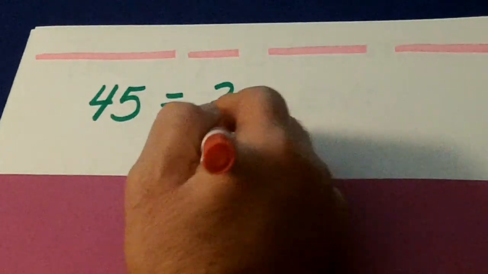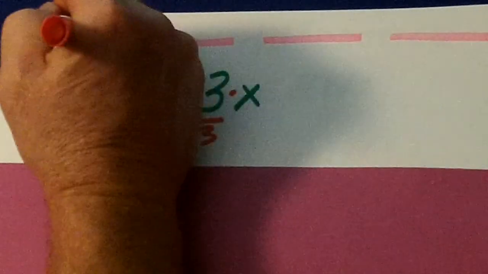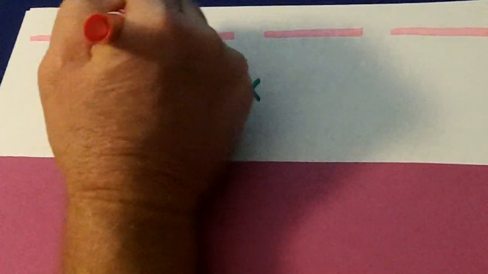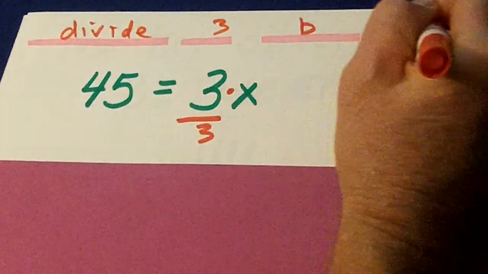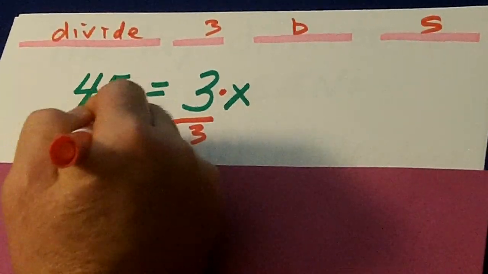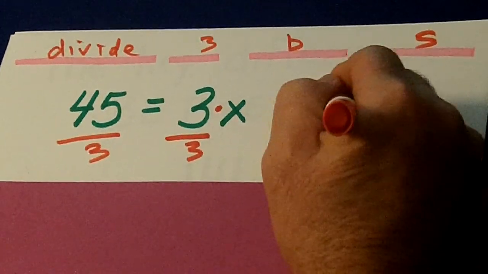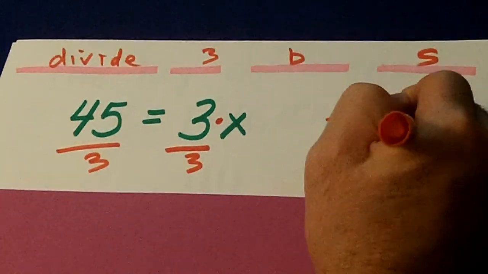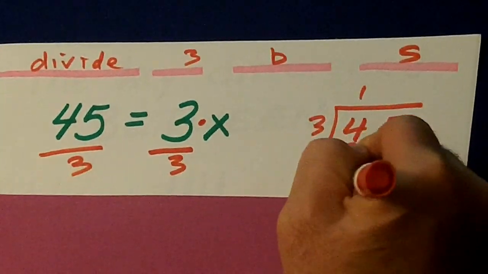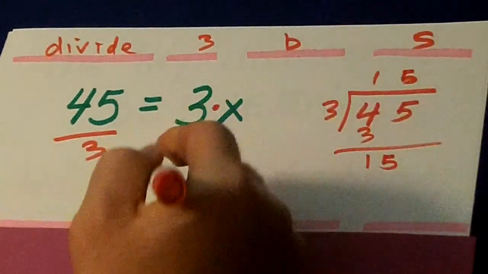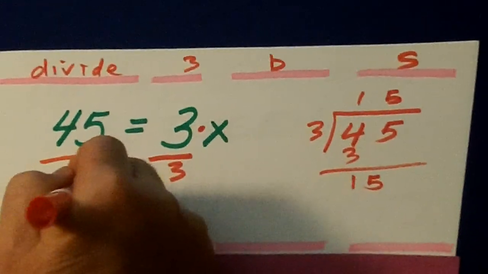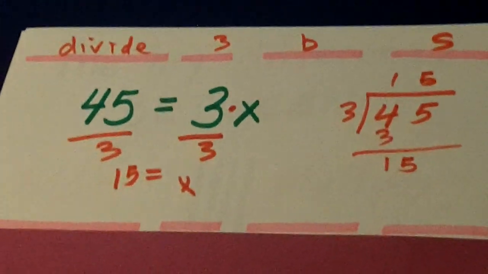Now, this is multiply by 3. Divide by 3, divide 3 both sides. 3 into 45, 1, 3 into 15, 5. X is equal to 15.